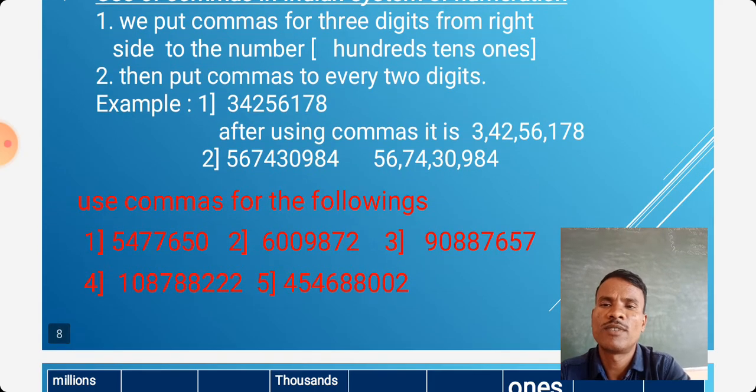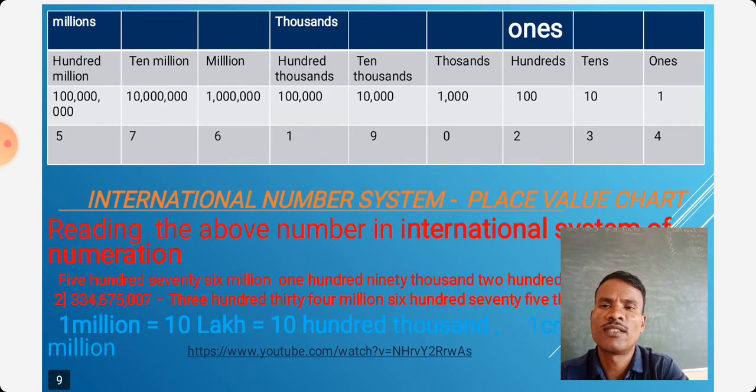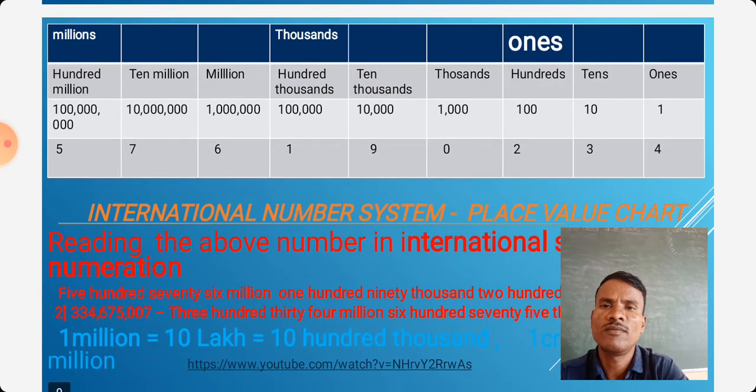In the same way, you have to put commas for these numbers. Again, 5 numbers are given. You have to put commas and read the numbers. Okay. Now here the international system of numeration is there. In this system, ones means the first 3 digits. Then thousands, for which 3 digits are there: 1,000, 10,000, 100,000. For millions, 3 digits are there: million, 10 million and 100 million.